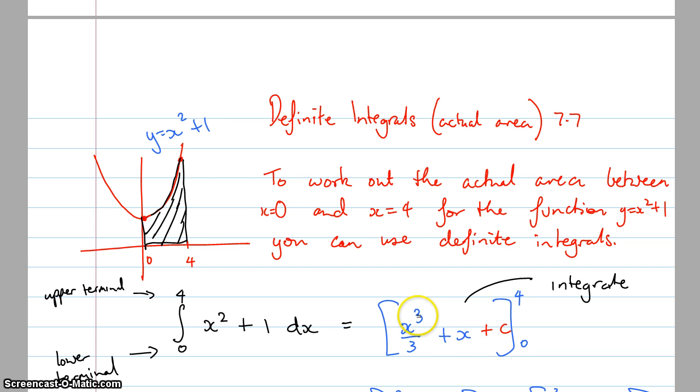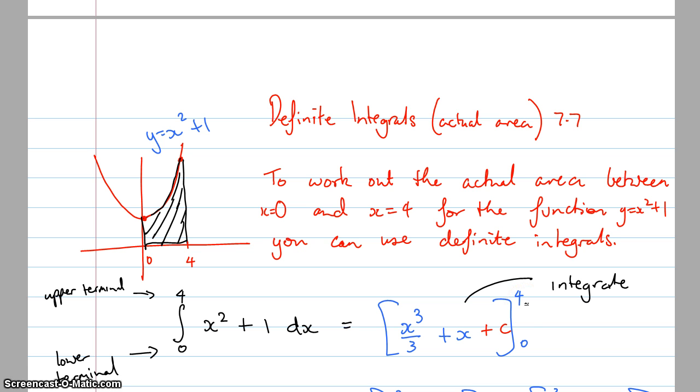So I integrate it normally. I just raise the power by 1 and divide by the new power: x cubed over 3 plus x plus c. Now I'm going to talk about the plus c in a little bit, but at the moment I'll put it in there. Now I'm going to put these square brackets around it to indicate that I have integrated this. That's what the square brackets mean, except I need to take into account the 4 and the 0. So I put the 4 up here and the 0 down here.